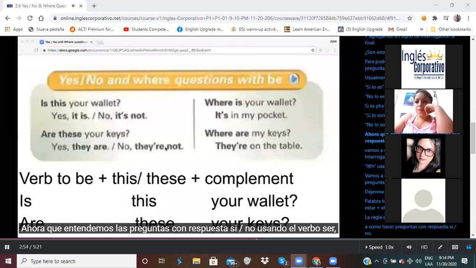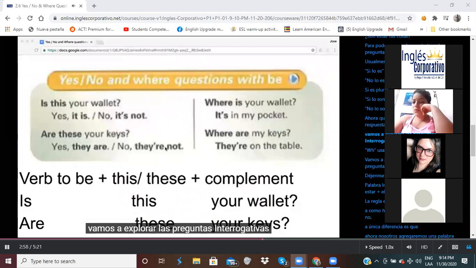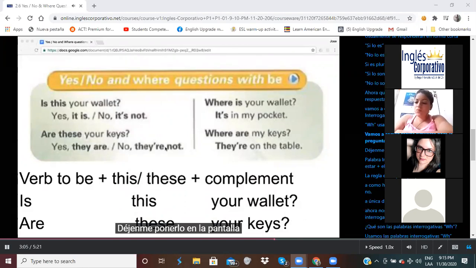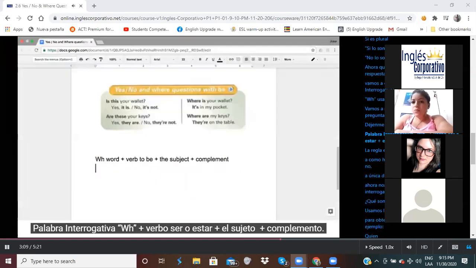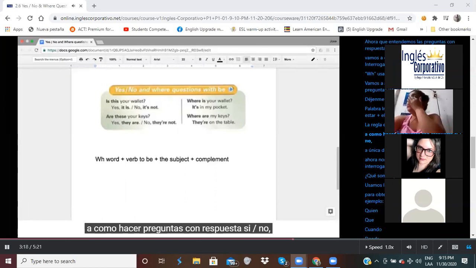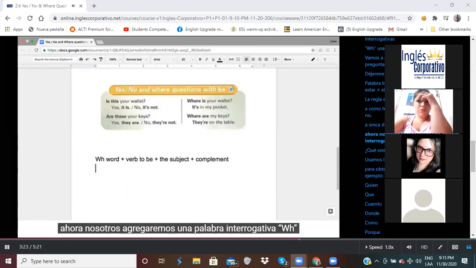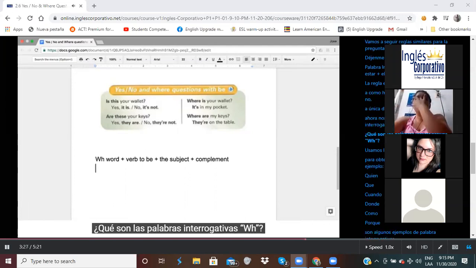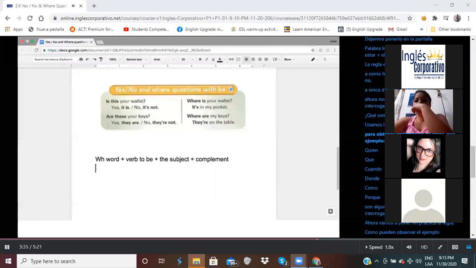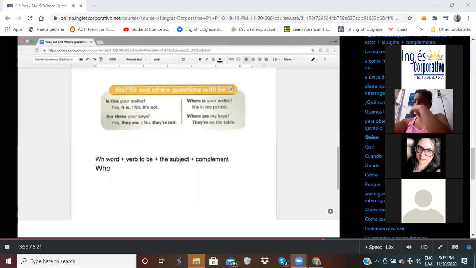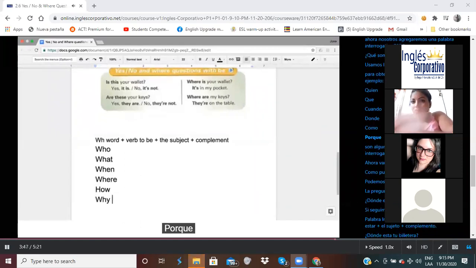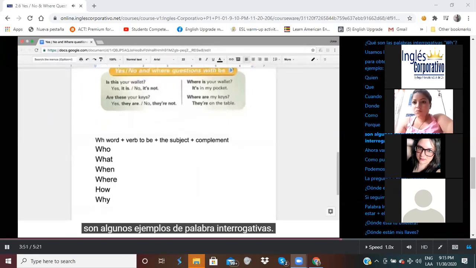Now that we understand yes or no questions with B, let's explore WH questions with B. We're going to follow a similar rule for WH questions. Let me go ahead and put that on the screen. WH word plus verb to be plus subject plus complement. The rule is very simple and quite similar to making yes or no questions. The only difference is that now we are adding a WH word. So what are WH words? We use WH words to get information from others. For example, who, what, when, where, how, why are some examples of WH words.